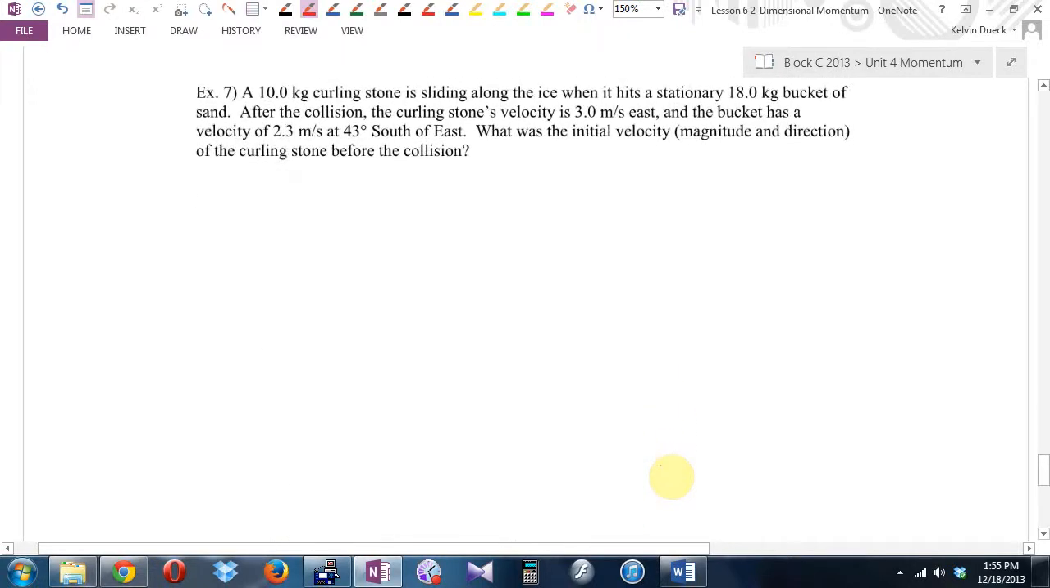Let's do 7. We may pause here, we'll see. A 10-kilogram curling stone, ooh, curling, very little friction, is sliding along the ice when it hits a stationary 18-kilogram bucket of sand, also no friction. After the collision, the curling stone's velocity is 3 meters per second east, and the bucket has a velocity of 2.3 meters per second at 43 degrees south of east. What was the initial velocity, magnitude, and direction of the curling stone before the collision?